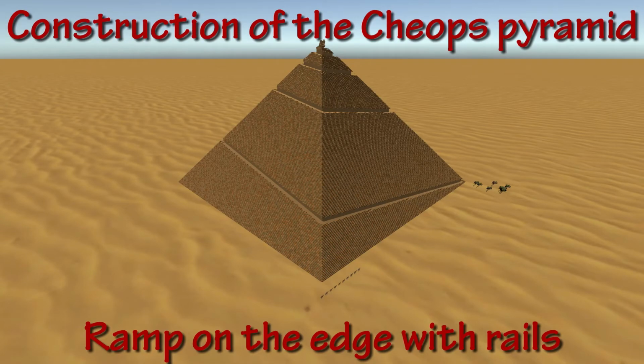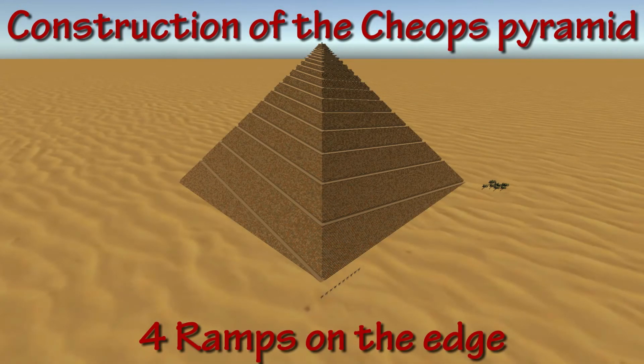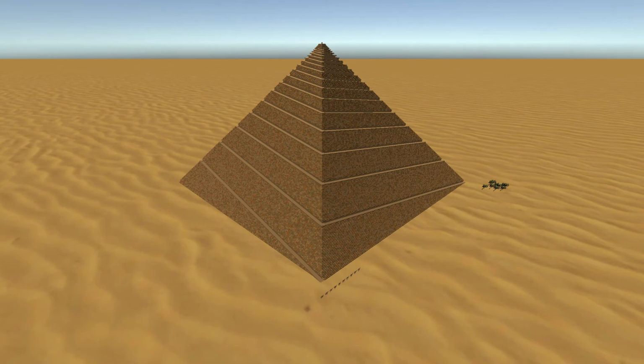Another method could be more secure, ramp on the edge with railing. This method could protect the blocks from unwanted falls and breaks. Four ramps can be created on the edge together and decrease construction time.